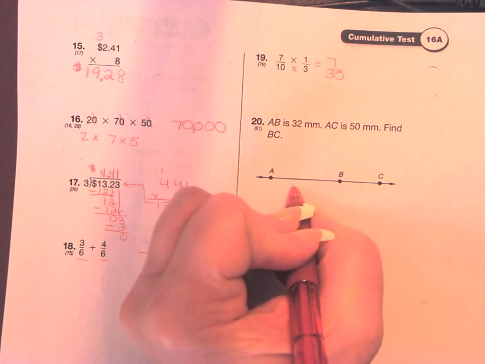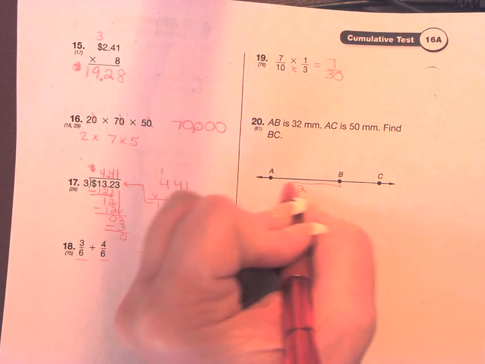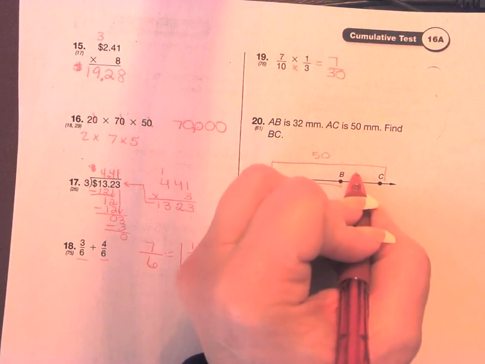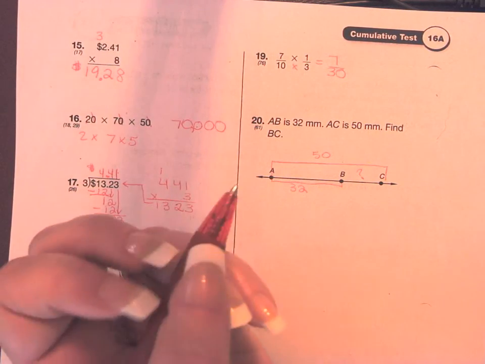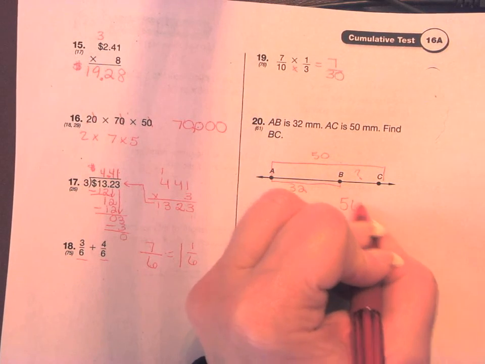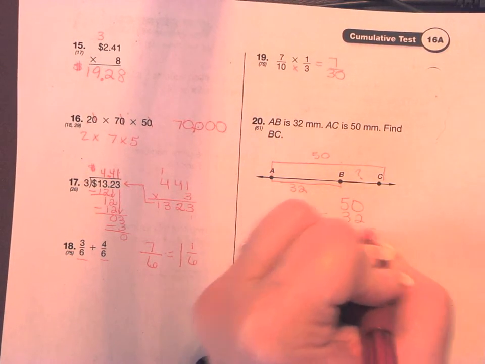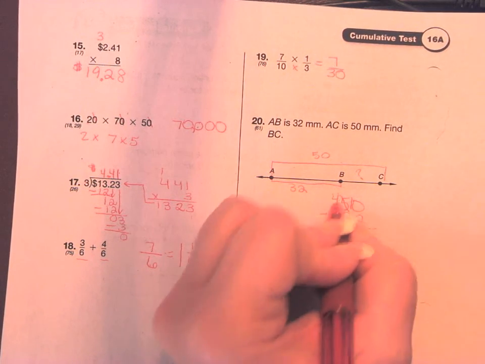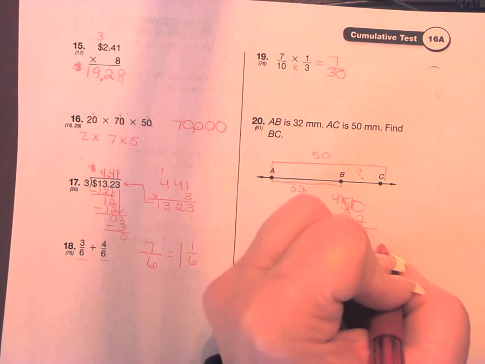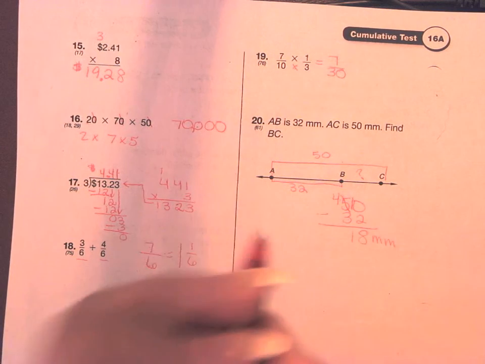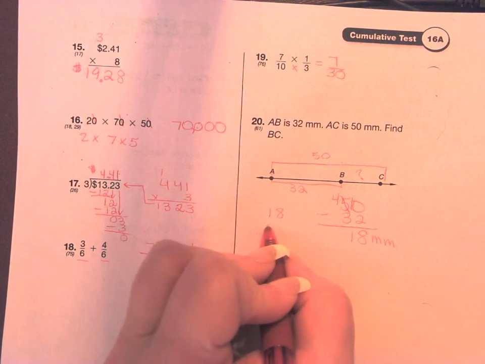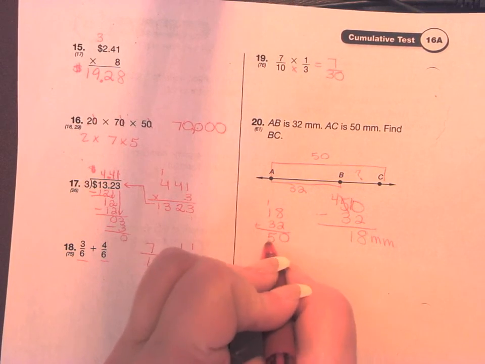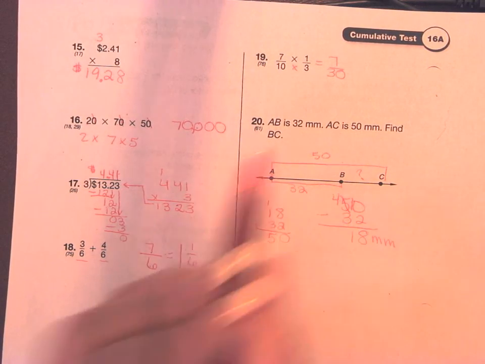AB is 32. From here to here is 32. From A to C is 50. And we need to find this missing short piece. So we take our 50, we subtract 32 from it, and when we regroup and go through it, we get 18 millimeters. I'll double check my work. 18 millimeters plus 32 millimeters gives me 50 millimeters, which is what I have up here.